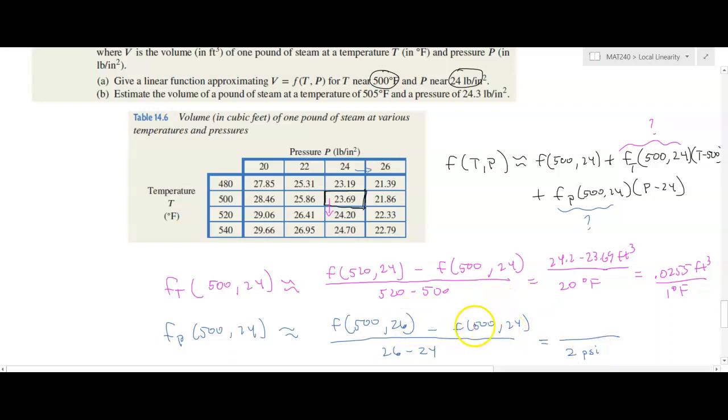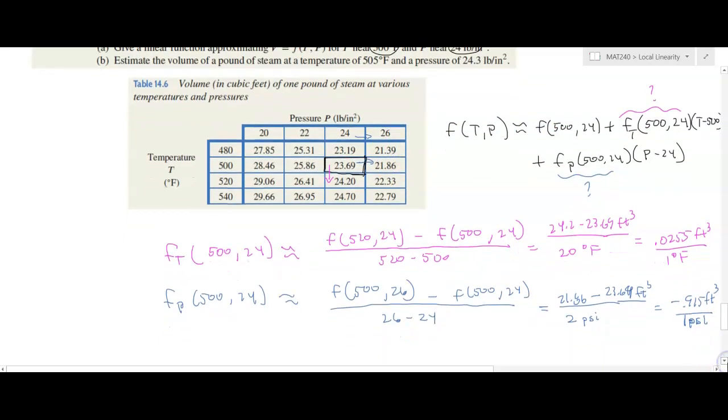And up here, this is going to take the difference between 21.86 and 23.69. It's still in cubic feet. We're looking at the change in volume. And this is going to come out to negative 0.915 cubic feet per 1 PSI. So in this case, we do see that as you increase pressure, holding temperature constant, you do get a drop in the volume of the 1 pound of steam.